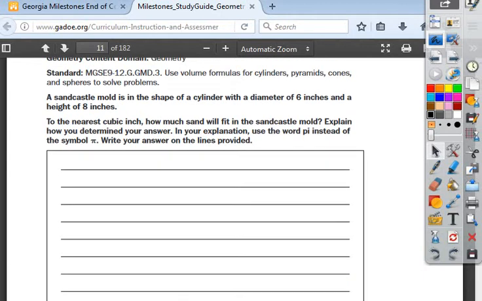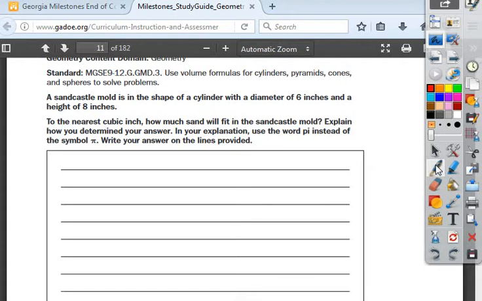All right. They will give you stuff like this where you've got to write out what your process is. This one says a sandcastle mold is in the shape of a cylinder with a diameter of 6 inches and a height of 8. To the nearest cubic inch, how much sand will fit in the sandcastle mold? Explain how you determine the answer. In your explanation, use the word pi instead of the symbol for pi. Write your answer on the line.